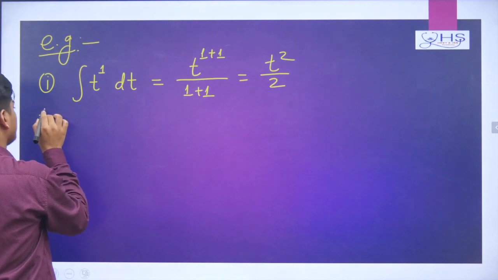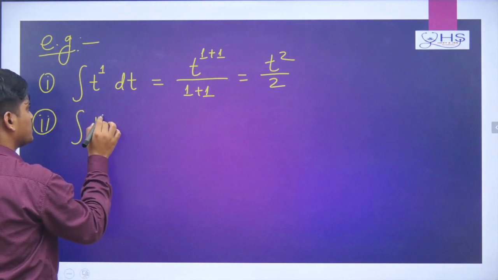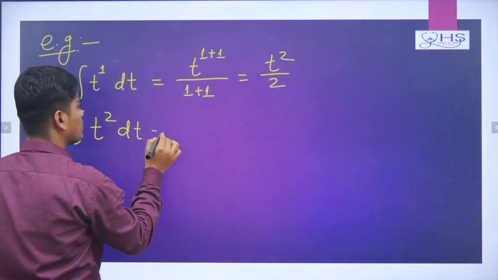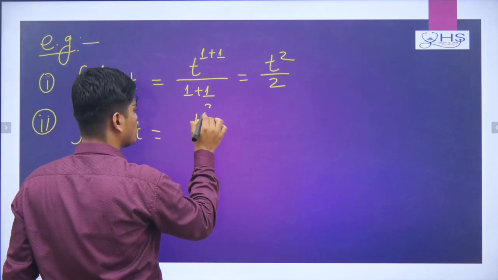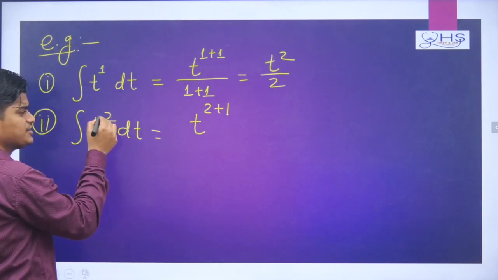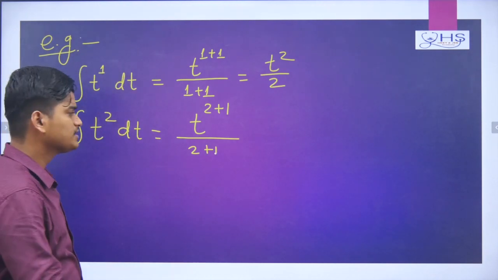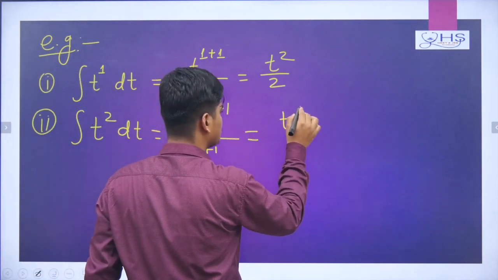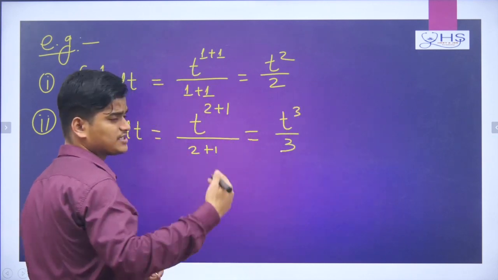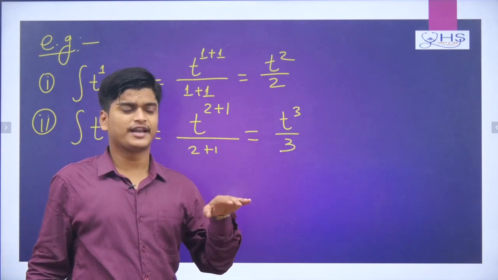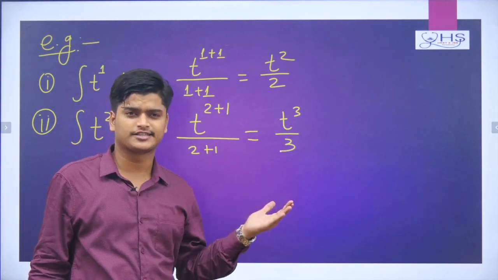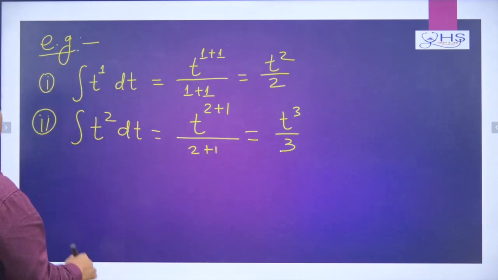Now similarly, if I take integration of t square dt, then what will I write? T to the power 2 plus 1, because here n is 2, divided by again 2 plus 1. Understanding? Now see, so t to the power 3 divided by 3. Some integration constant also I can keep, and in physics, if necessary we will take the integration constant, if not necessary we will not take.